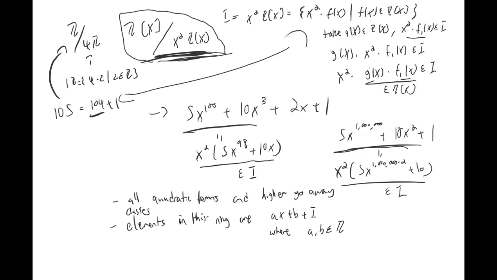I guess you are all a bit confused because the professor didn't really talk about this. Yeah, so this is the same as the element 1. So this is 1 in Z adjoint x quotient x squared Z adjoint x. Okay, good. So let's continue.